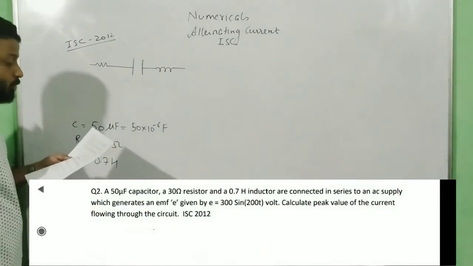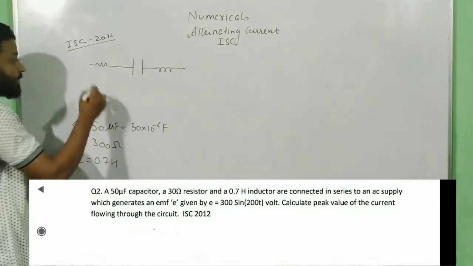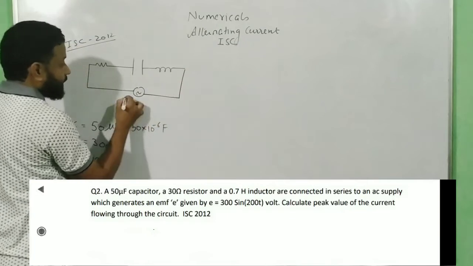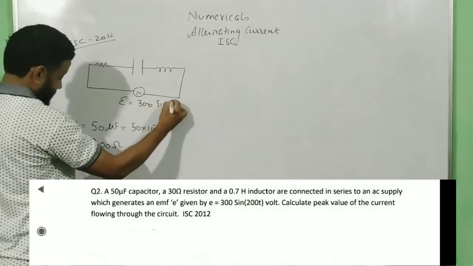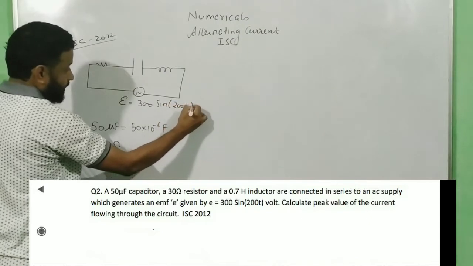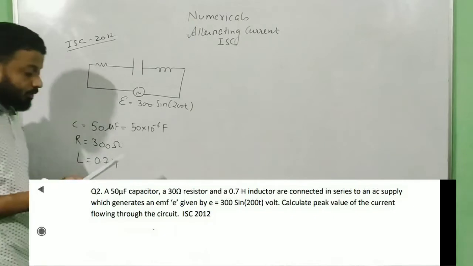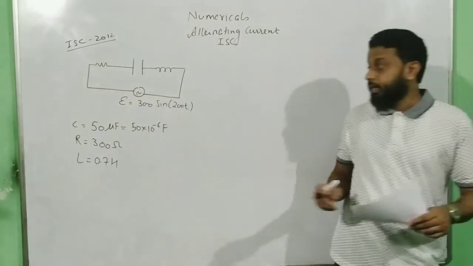Are connected in series to an AC supply which generates an EMF E equals to 300 sin 200 T. Calculate the peak value of the current flowing through the circuit. So you have to find the peak value of current.